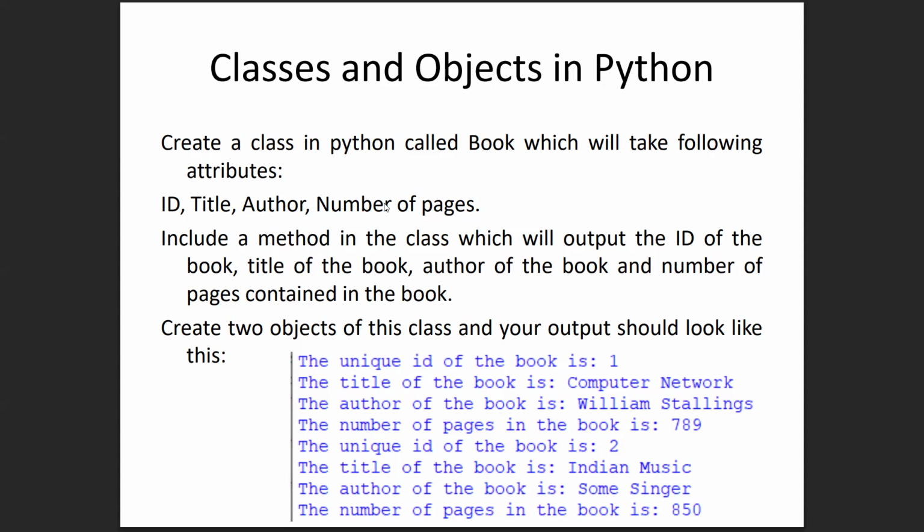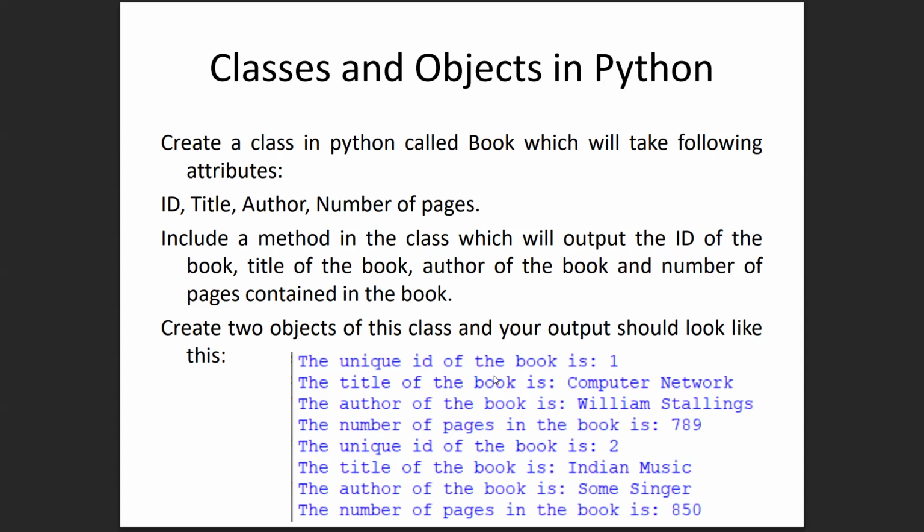And also you have to include a method in the class which will output the ID of the book, title of the book, author of the book, and number of pages contained in the book. Why should you include a method in the class? In order to output these details. So create two objects of this class and your output should look like this.